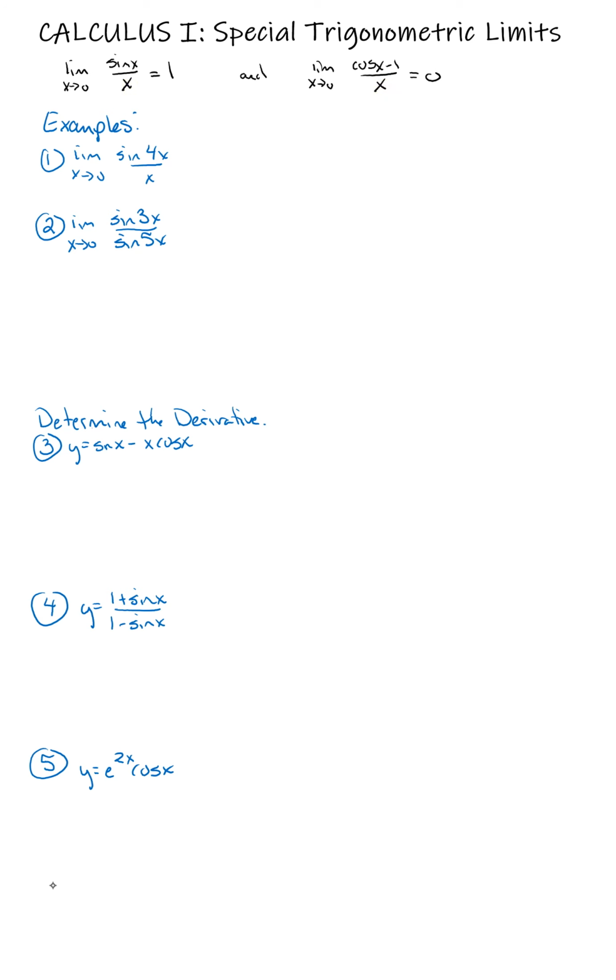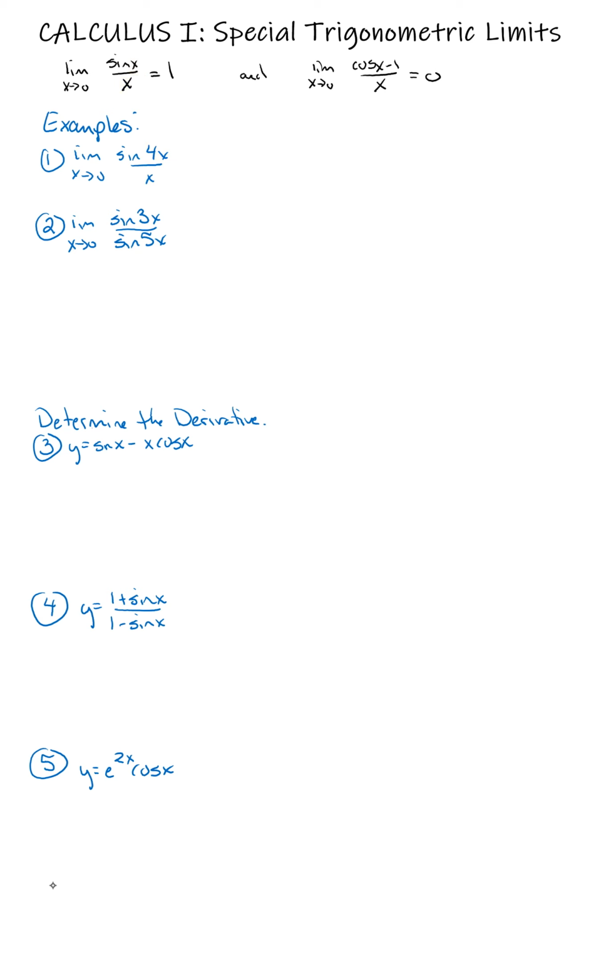We can use these for a couple of examples. Let's take a look at example 1 here. The limit as x approaches 0 of sine of 4x over x. Now this does look a lot like what we have for that first special limit, but we have x and x. X for the argument of sine, x in the denominator. Here I have 4x as the argument of sine, but only an x in the denominator. And we can't just go putting a 4 in the denominator.